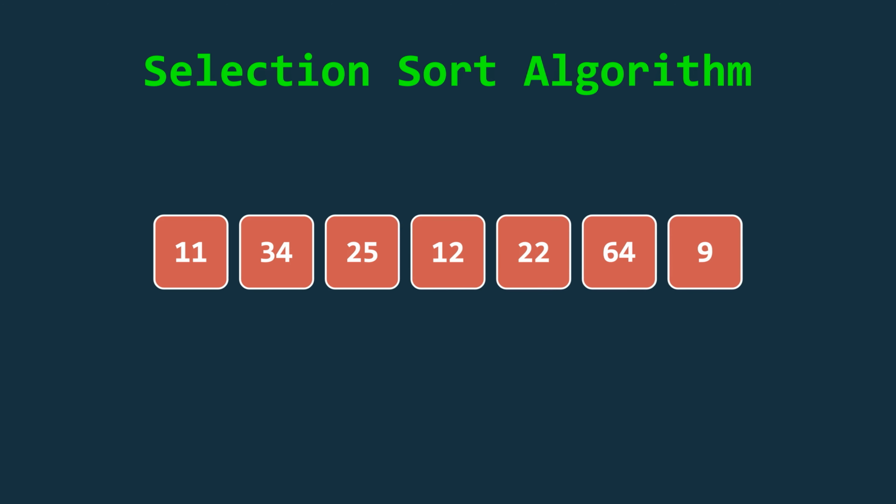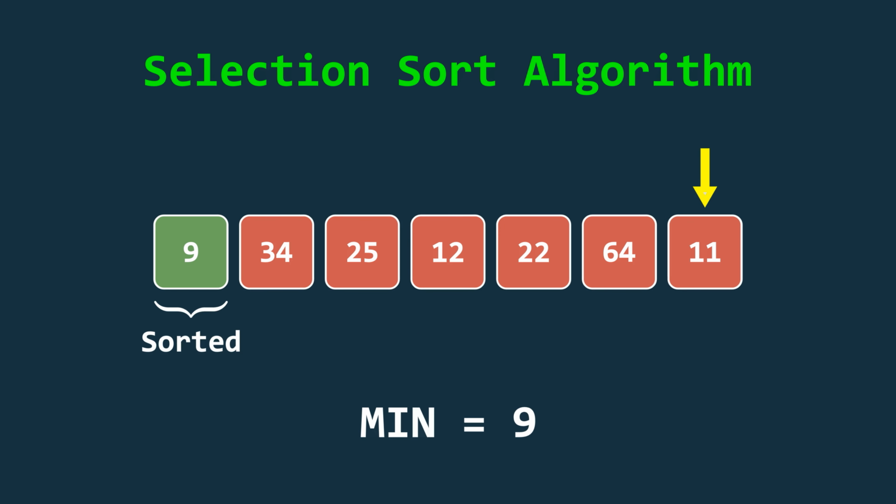Let's see how selection sort works. The idea is to find the minimum element by iterating over the array and swapping it with the first element. So here, after swapping, the first element is now at its correct sorted position.